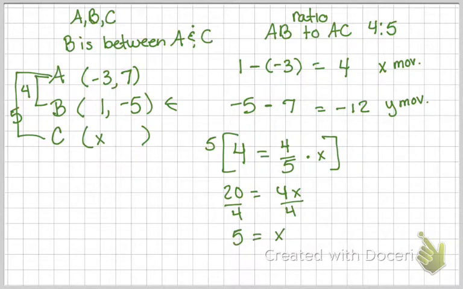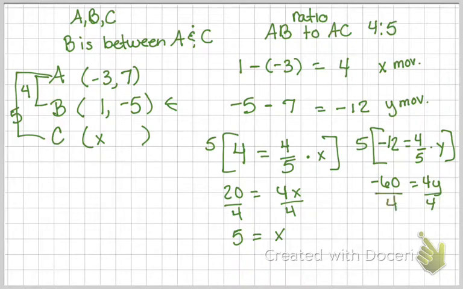Okay, and I'm going to do the same thing for the y movement. So I have negative 12, and then I'm going to do the same thing. It's equal to 4/5, but this time times the vertical distance, which is the y. And so I clear my fraction, I have negative 60 equals 4y, divide by 4, and I get y equals negative 15. So that's how much I moved. So now I'm going to use that to find my coordinates of C.